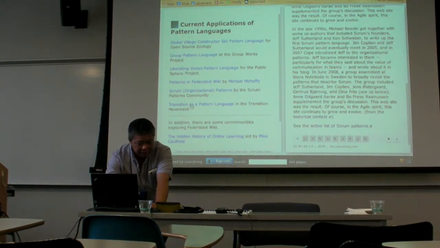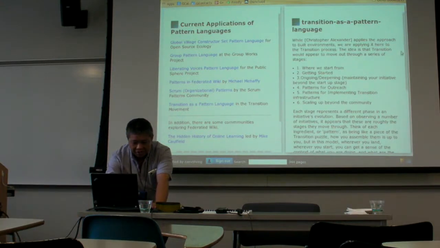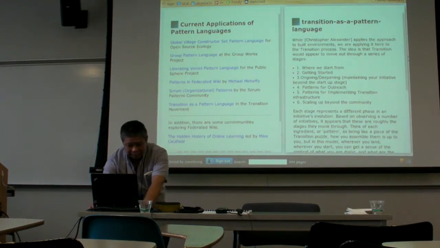And transition as a pattern language. So we get into the Transition Towns movement. Yeah, so this is all running off the federated wiki. This is all on the federated wiki, yeah.